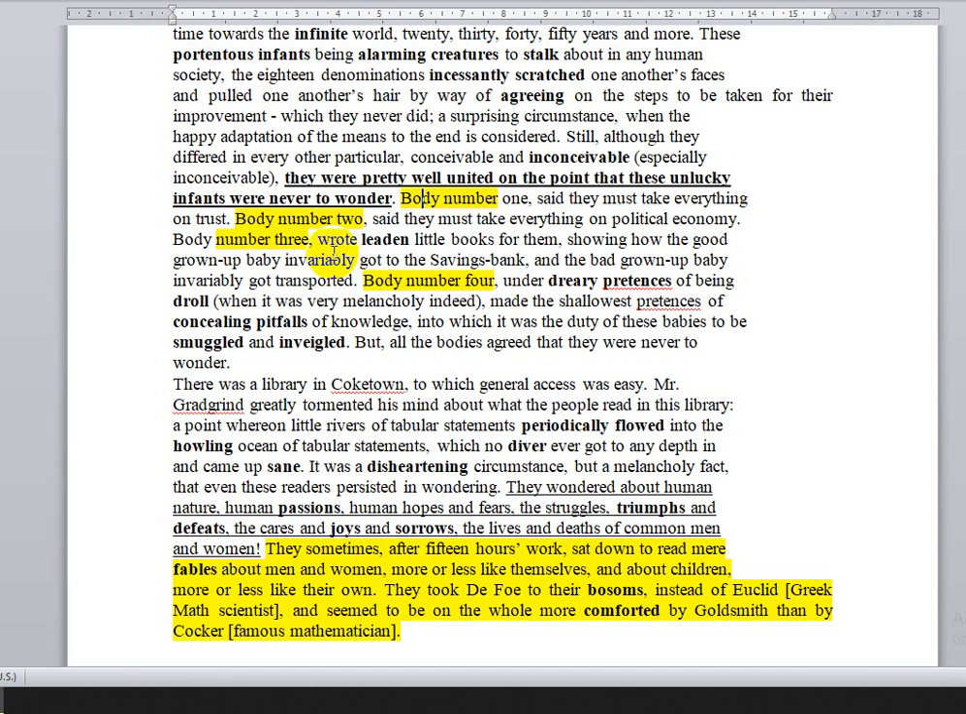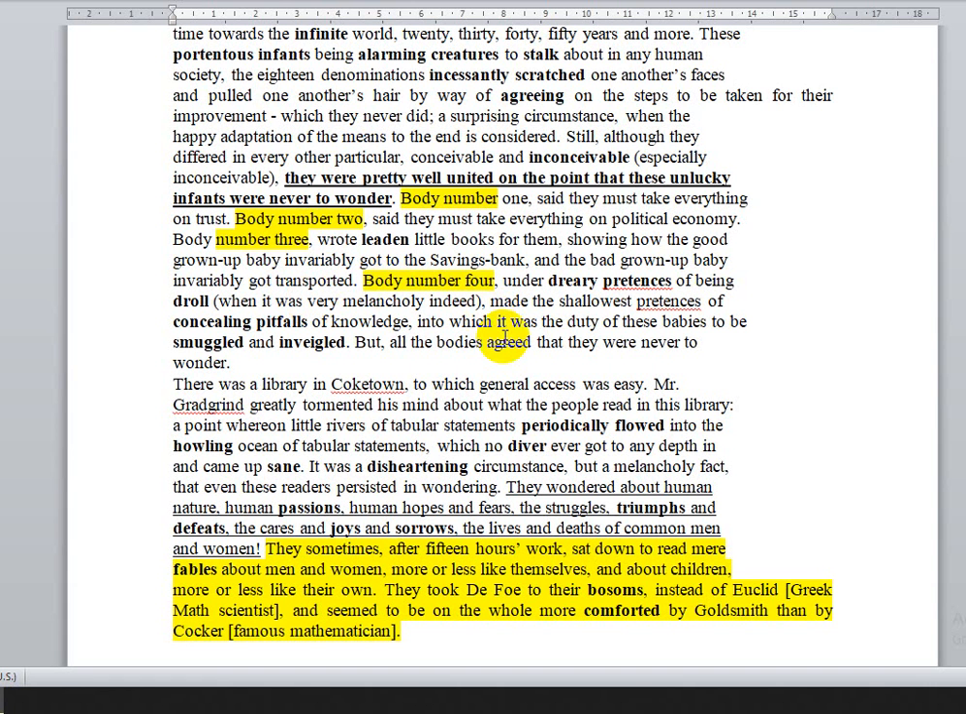So the people who graduate from these schools with facts, with education, they do what? They go as grown-ups, invariably got to the savings bank. They go and work in positions, in banks, in something that could be of benefit to them. And the bad grown-up baby, the person who did not receive the teachings of the facts in the schools, he got transported to another place, meaning he does not engage in any business.